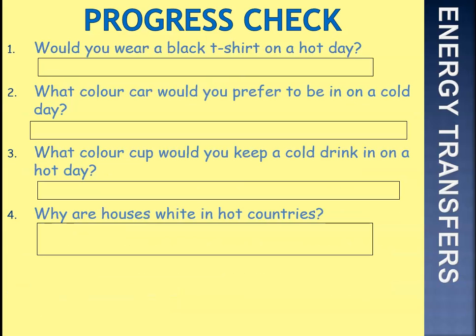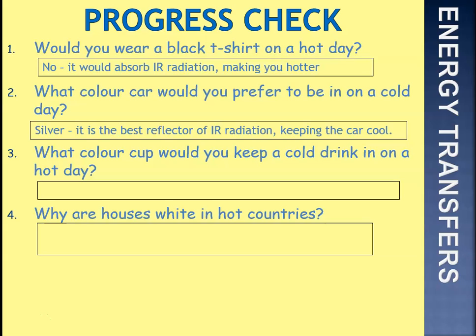Okay, we'll go through these answers. So, number 1, would you wear a black shirt on a hot day? The answer to that would be no, you wouldn't wear a black shirt on a hot day. It would absorb too much infrared radiation and make you a lot hotter. Question 2. What colour car would you prefer to be in on a cold day? Much prefer to be in a silver car. That's the best reflector of infrared radiation and would keep the car cool.